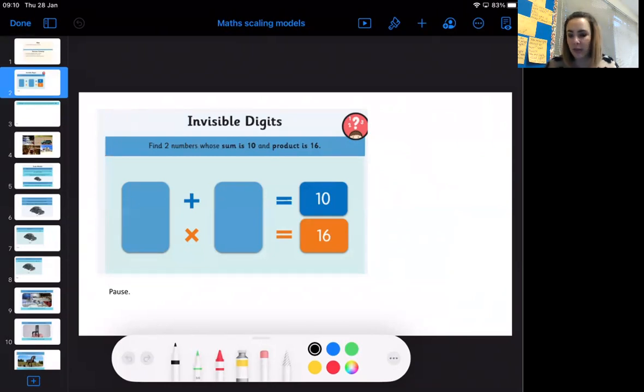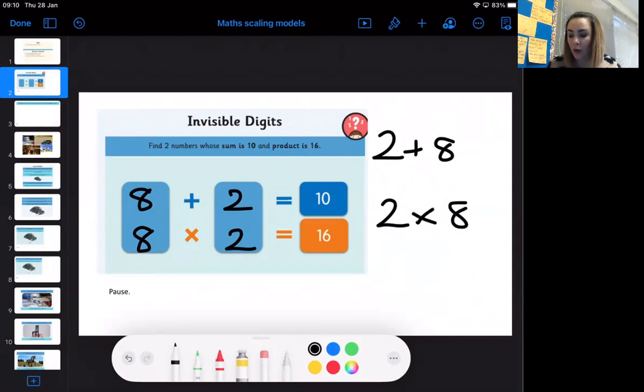Let's have a look at this one together. So the 2 numbers that add together to make 10 are 8 and 2. And we know that 8 times 2 is 16. 8 doubled is 16. We also know with an addition number sentence, it's commutative. You can swap it around. So 2 add 8 also equals 10. And 2 times 8 also equals 16. So they are the 2 numbers.